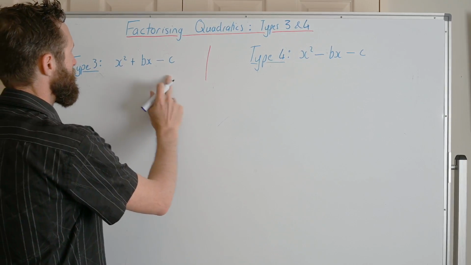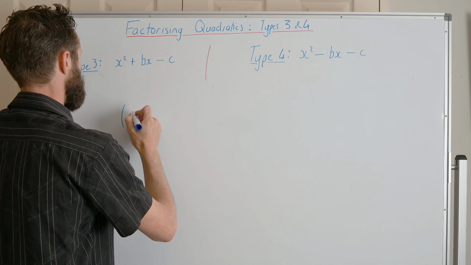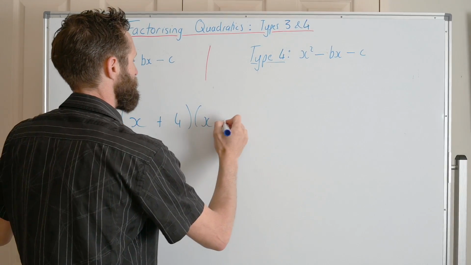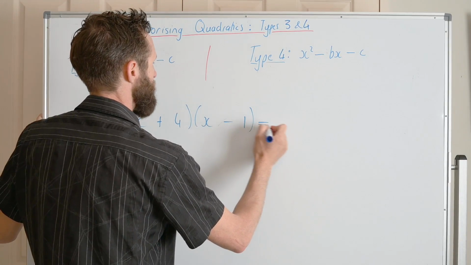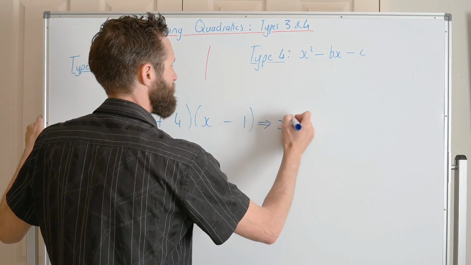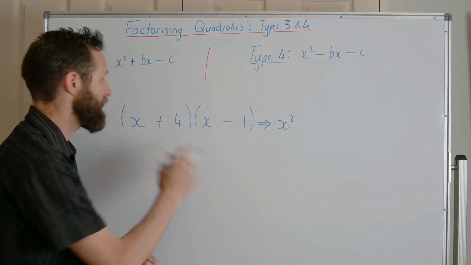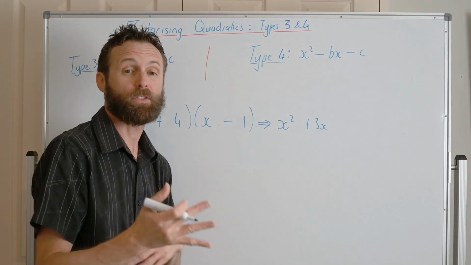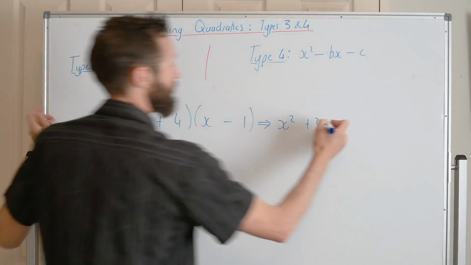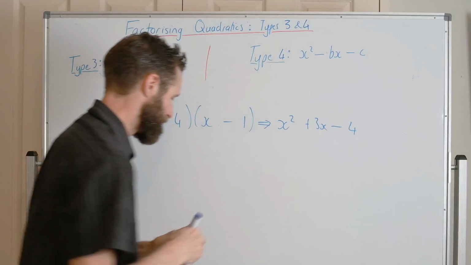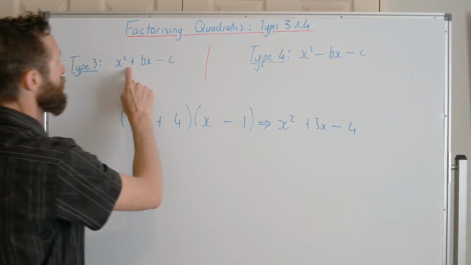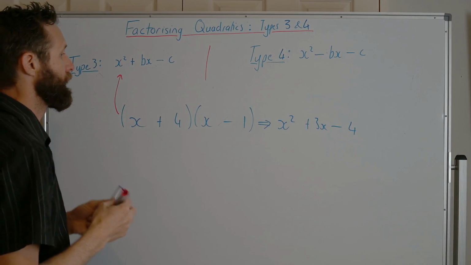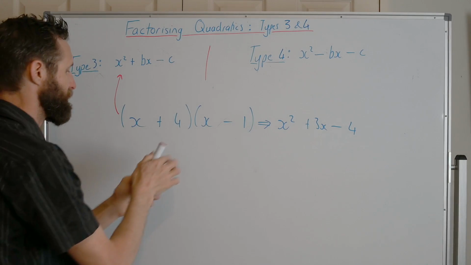Let me give you an example here. Let's say we've got something like x plus 4 and x minus 1. Now what happens when we expand this is we use FOIL, we get x squared, outers minus x, inners plus 4x. Now that ends up being positive 3x because minus 1 plus 4 is positive 3, and then at the end we've got 4 times minus 1, which is minus 4. So you can see straight away that we've got a plus and a minus, plus minus, so this one here is that type.